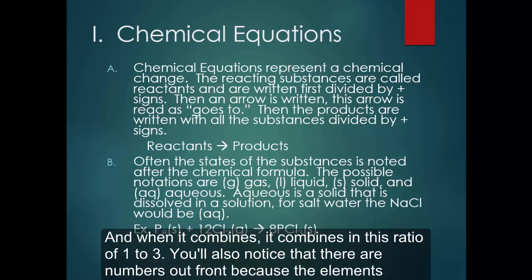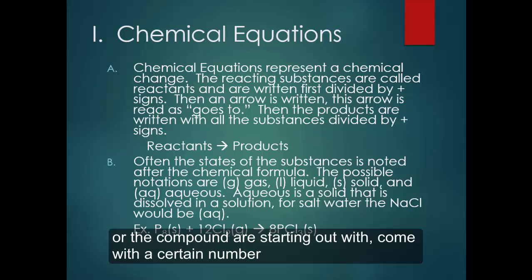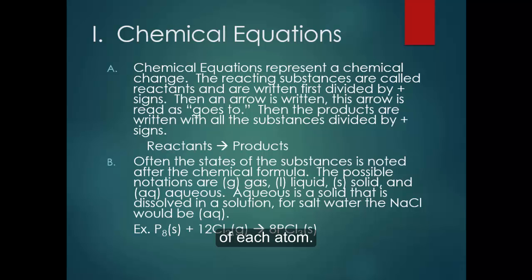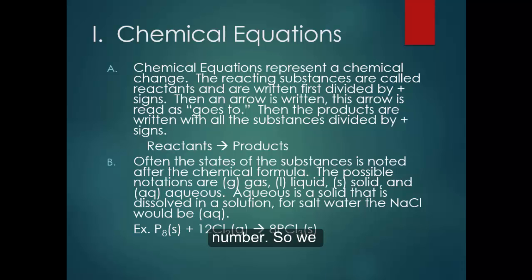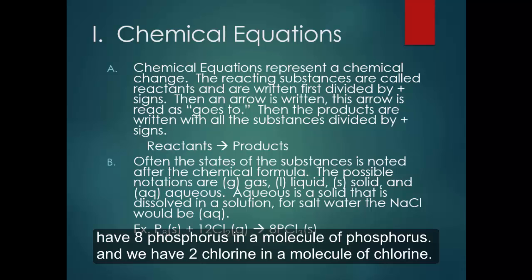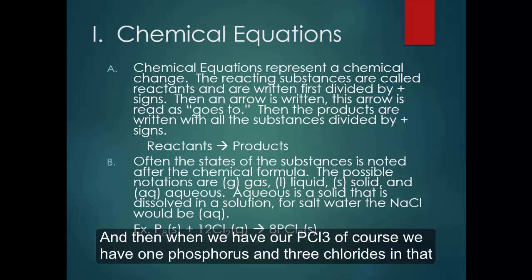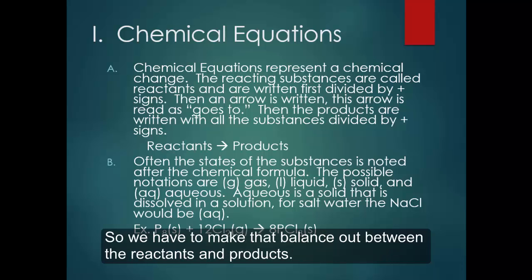You'll also notice that there are numbers out front because the elements or the compound you're starting out with come with a certain number of each atom. You have to then balance the atoms on both sides because you can't have atoms appearing or disappearing. You have to have the same number. So we have 8 phosphorus in a molecule of phosphorus, and we have 2 chlorine in a molecule of chlorine. And then when we have our phosphorus trichloride, of course, we have 1 phosphorus and 3 chlorines in that. So we have to make that balance out between the reactants and products.